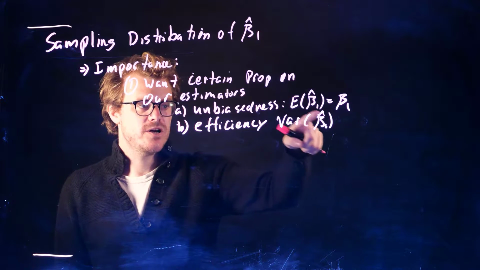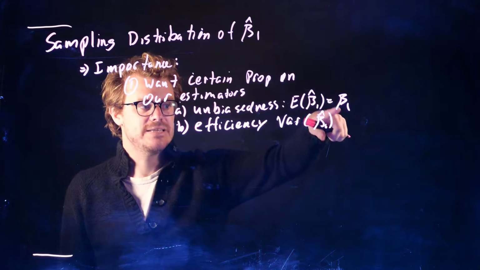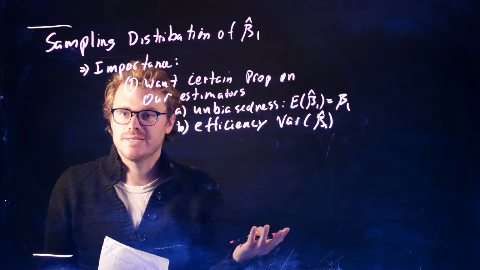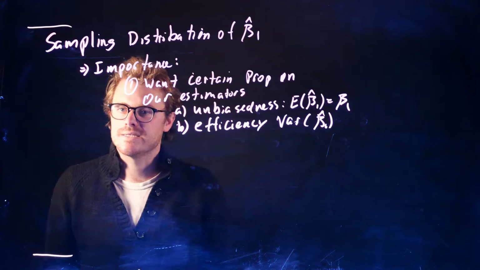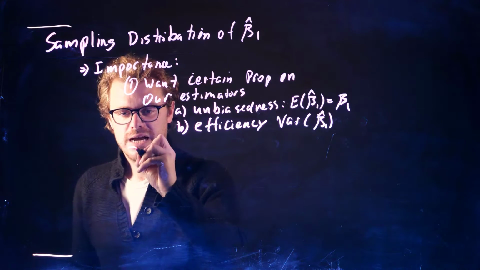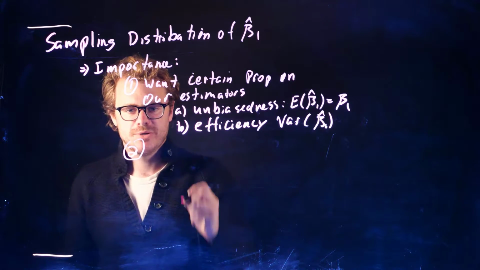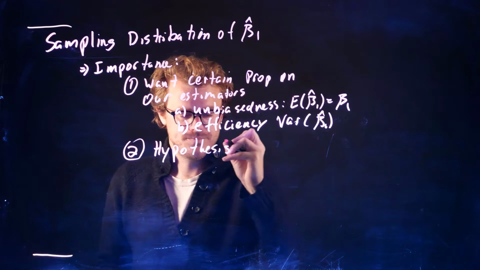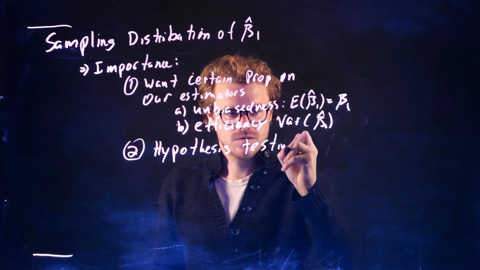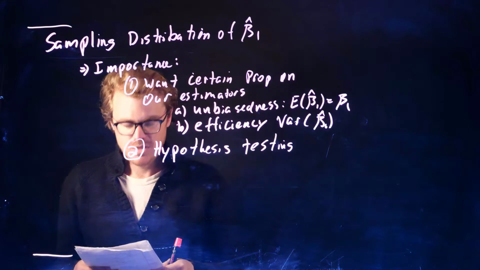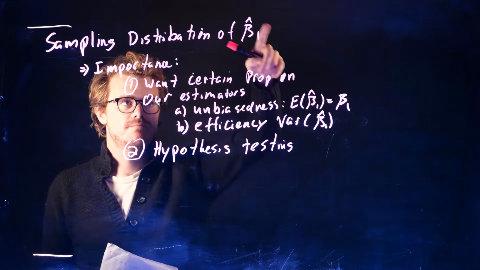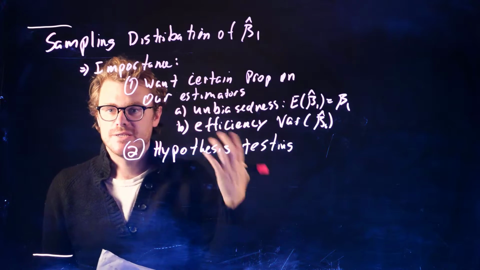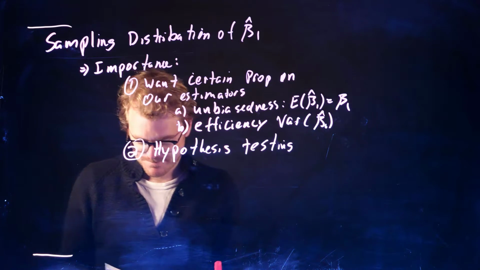And the second thing we want to know is we want to calculate the variance of beta hat 1, so we know if the variance is small, or we can compare it to other estimators to know if our least squared estimator is a good estimator. And the second reason why we want to get the sampling distribution is hypothesis testing. So we need to know the distribution of these estimators, because we want to be able to do hypothesis testing on them.